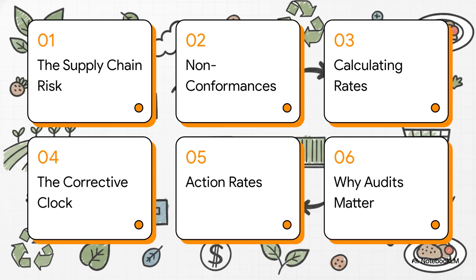Here is our roadmap for today. 1. The supply chain risk. 2. Defining nonconformances. 3. Calculating nonconformance rates. 4. The corrective action clock. 5. Calculating corrective action rates. And 6. Why these audits matter.